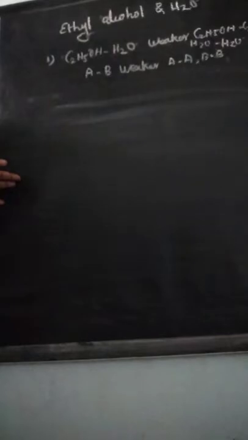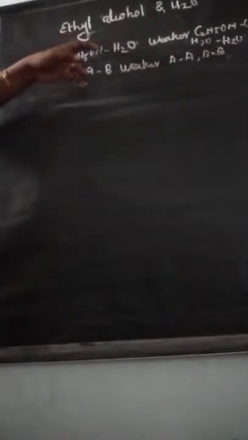So here we can state the point: the hydrogen bonding interactions of ethyl alcohol and water are weaker than the interactions of ethyl alcohol with itself and water with itself. Understand? So that is the first point, considering the example of ethyl alcohol and water.